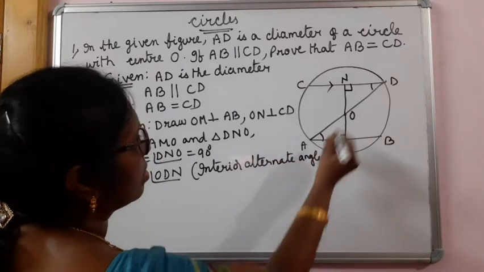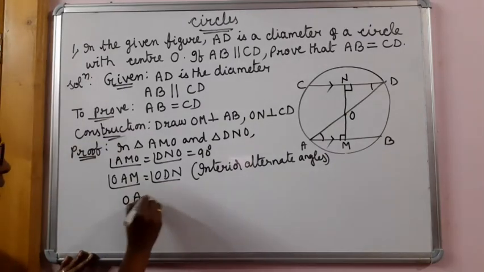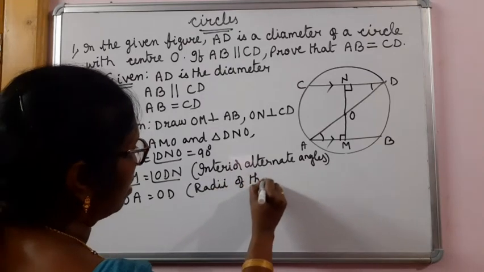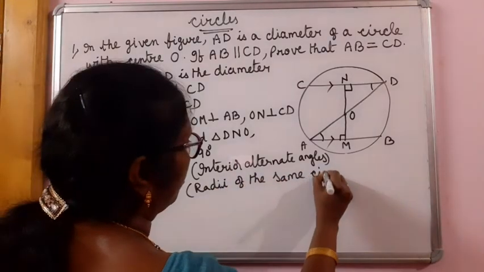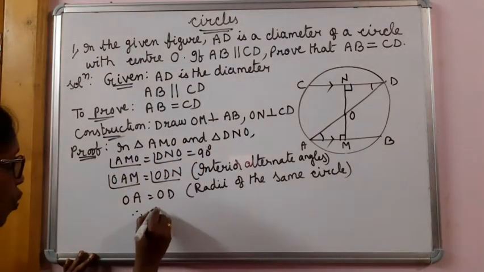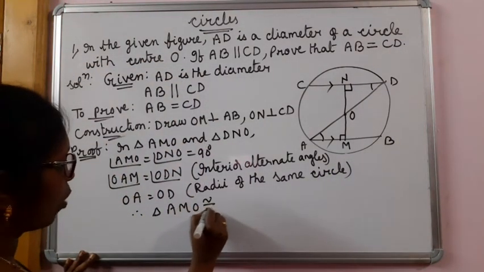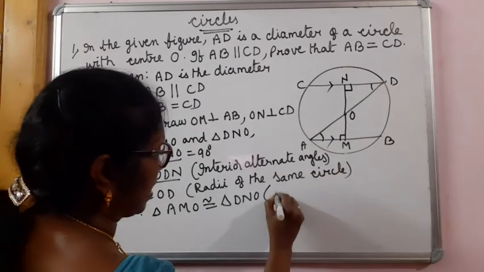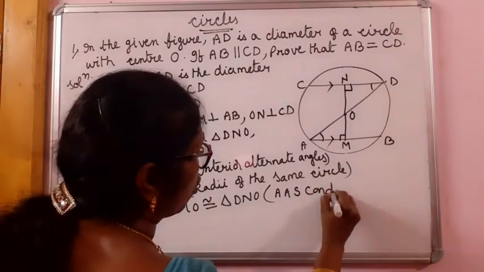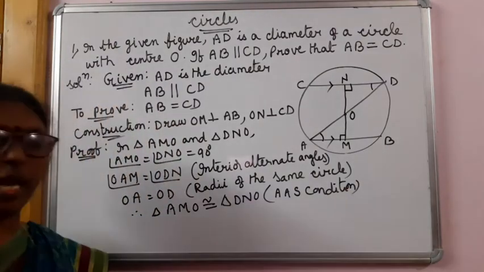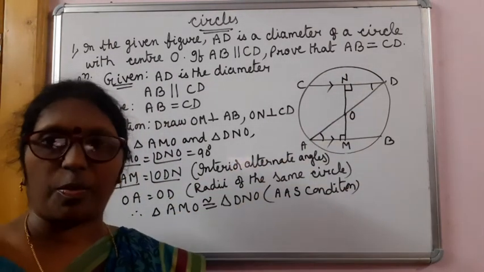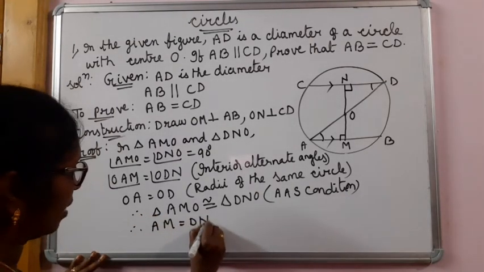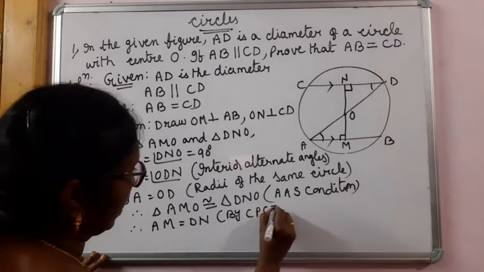And one more is OA and OD are the radii of the same circle. OA is equal to OD because they are the radii of the same circle. So these two triangles AMO and DNO are congruent. These two triangles are congruent under AAS condition. And once two triangles are congruent by CPCTC, the remaining parts will be equal. So therefore, AM is equal to DN, that is by CPCTC.